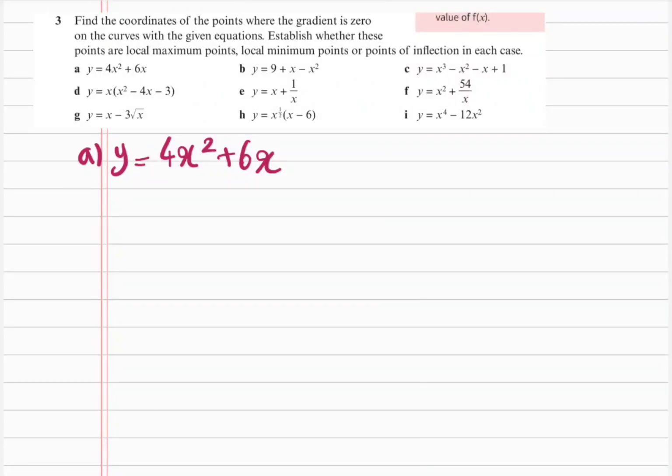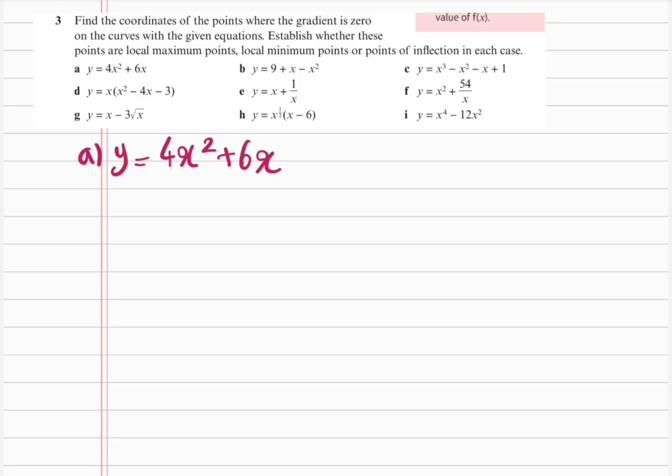Hi everyone, this video is on exercise 12i question 3. So we want to find the coordinates of the points where the gradient is 0. This basically means find the stationary points, and we also want to establish whether these points are local maximum, local minimum, or points of inflection.